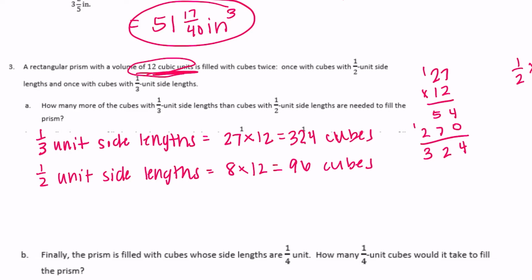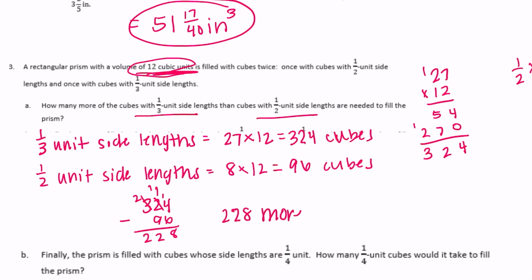And does it ask anymore? How many more cubes with 1/3 than with 1/2? So 324 minus 96. 14 minus 6 is 8. Gotta borrow again. 11 minus 9 is 2. So 228 more 1/3 unit length cubes than 1/2 unit side length cubes.